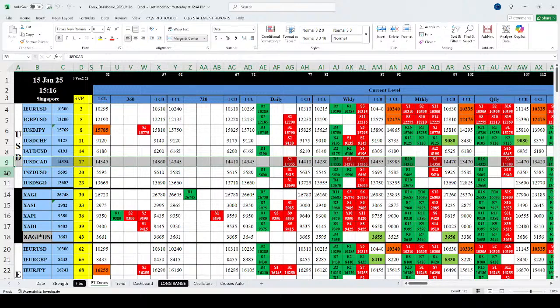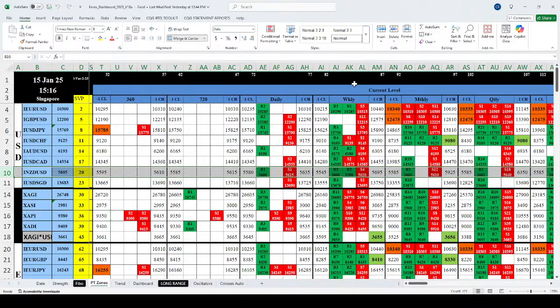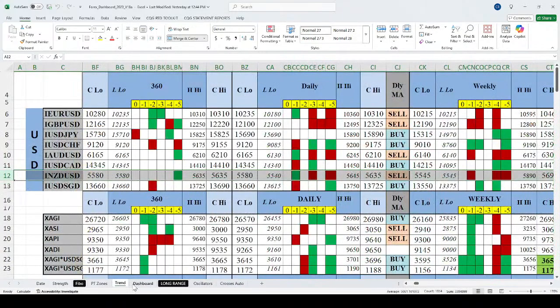So New Zealand dollar hourly 720, cautious, no signal. Daily is mixed, 1 buy 1 sell. Weekly we have 2 buy 1 sell, okay, but the selling is stronger, and monthly is a very strong sell, and quarterly is a very strong sell. Okay, so we will try to go for sell and hold, or cautious sell.